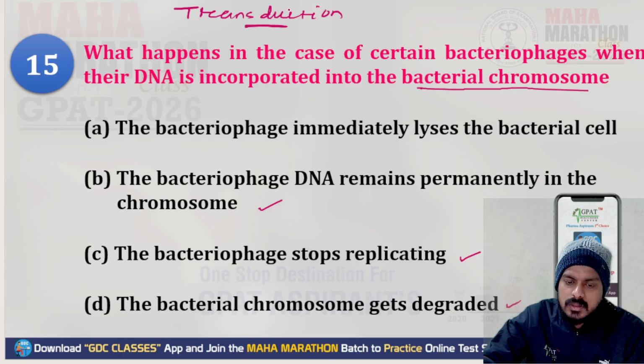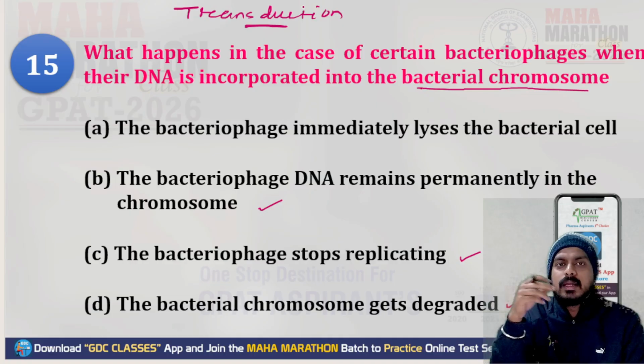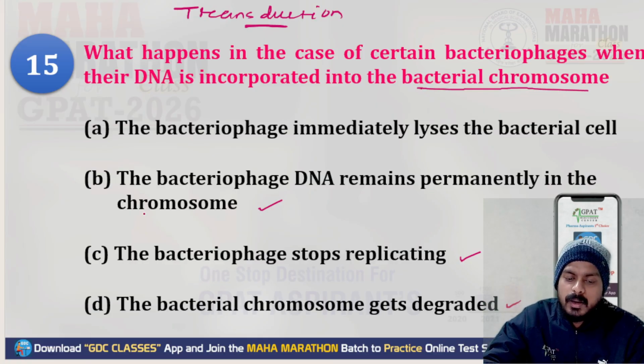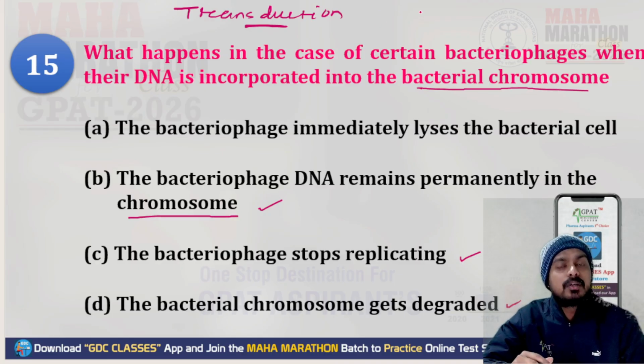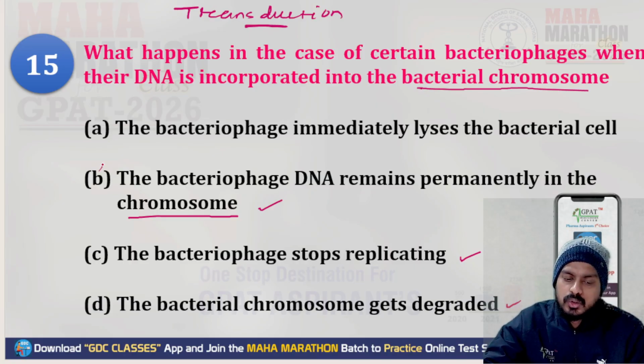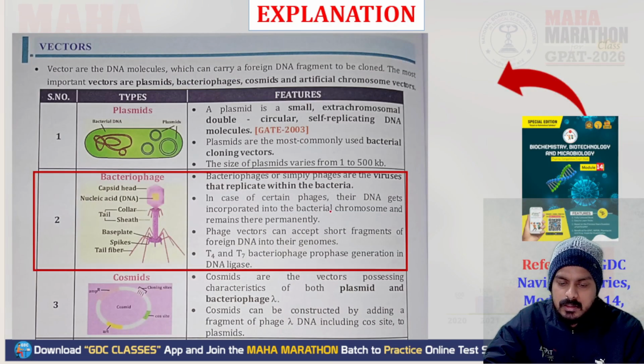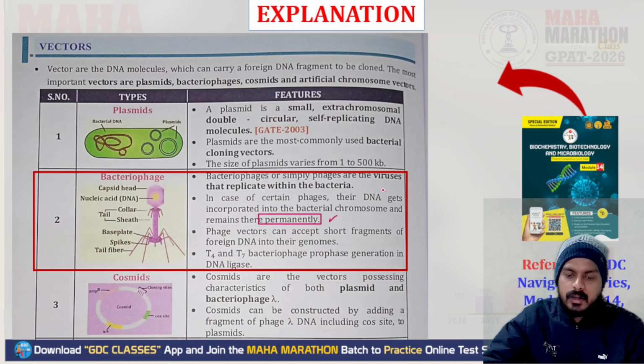So in the transduction process, when the bacteriophage carrying the desired piece of DNA enters into the bacteria, what will it do? It will remain permanently in the chromosome. That piece will automatically be incorporated into the host genome and it will start producing protein. For that reason, it should remain permanently in that host. Option B is the correct answer. A bacteriophage is a simple virus that replicates within bacteria. In case of certain phages, the DNA gets incorporated in the bacterial chromosome and remains there permanently.